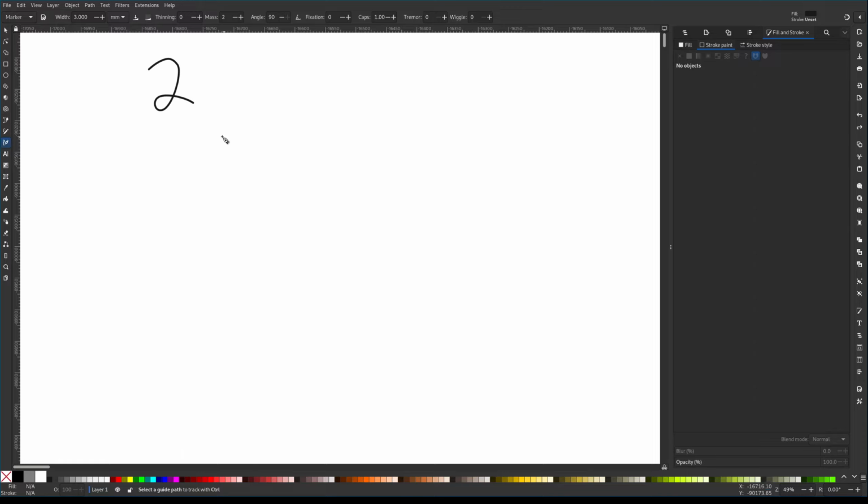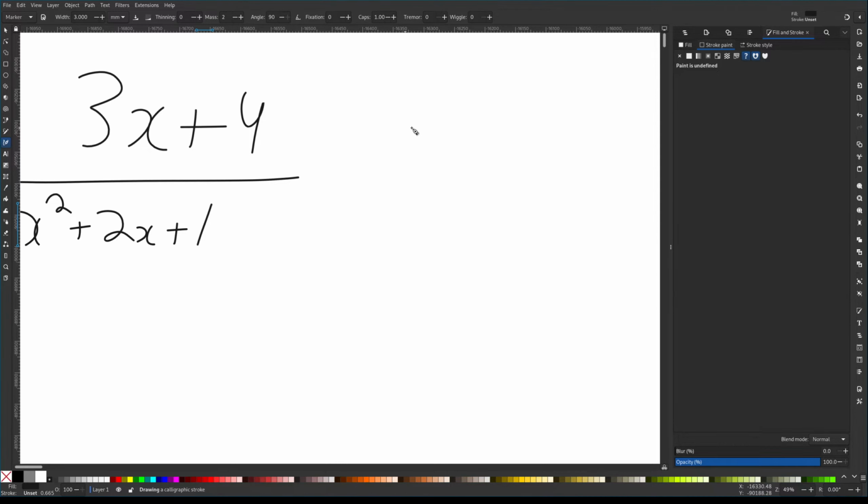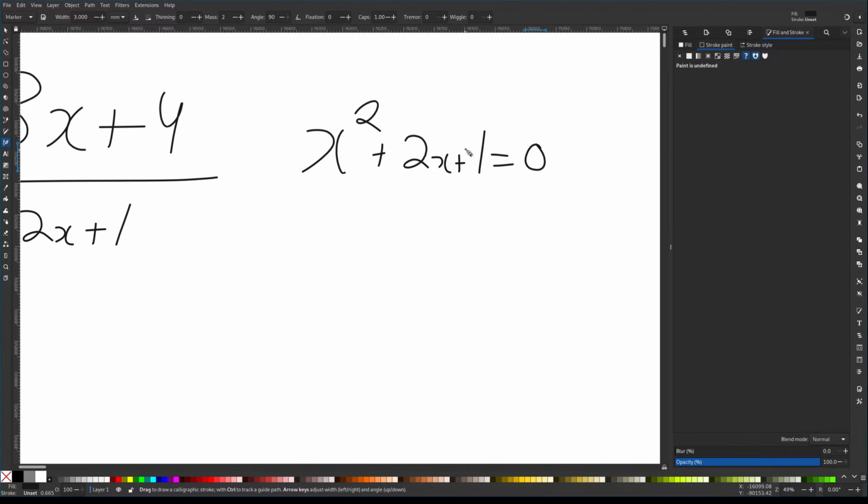Let's say we have another type, like 3x plus 4 divided by x squared plus 2x plus 1. All we have to do each time is set the denominator equal to 0. So in this case, we have a few choices. For x squared plus 2x plus 1 equals 0, you can factor or use the quadratic formula.